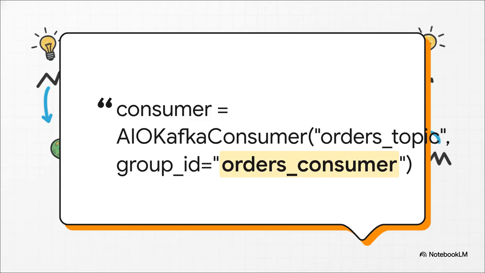We create an AIOKafkaConsumer, we point it to the orders topic, and we give it the same bootstrap server's address. But here's the key addition. We assign it a group ID. This tells Kafka, hey, this consumer is part of the orders_consumer_group team.